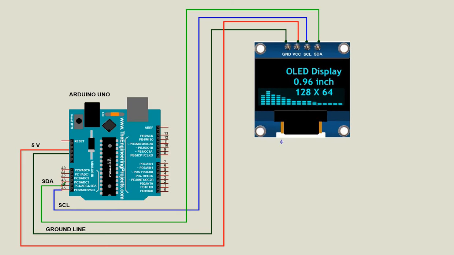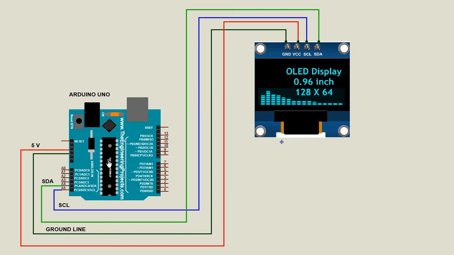After that, you will have to connect a wire from the analog pin 4 of Arduino Uno all the way to the SDA pin of the OLED display. This is the serial data pin. And the last wire will have to be connected from the analog pin 5 of Arduino Uno all the way to the SCL pin of your OLED display. This is the serial clock pin.